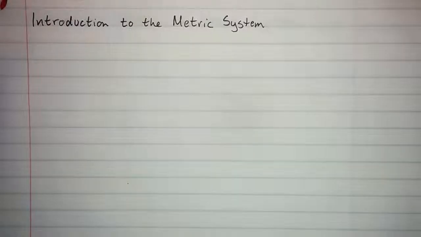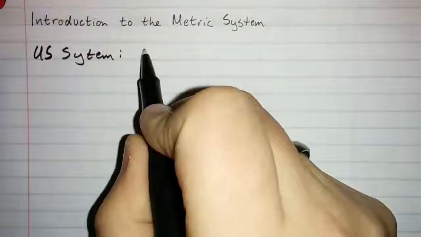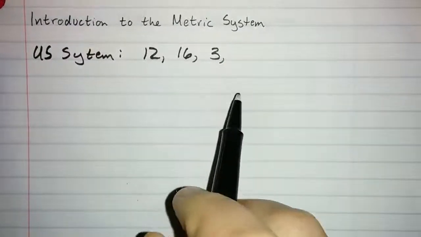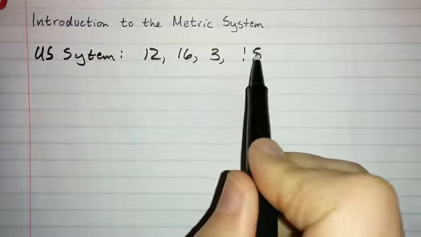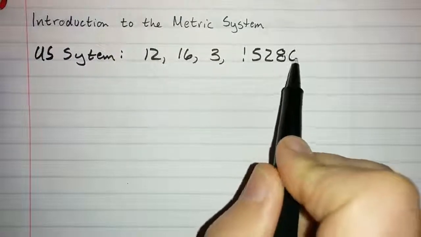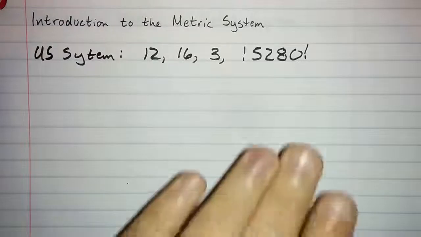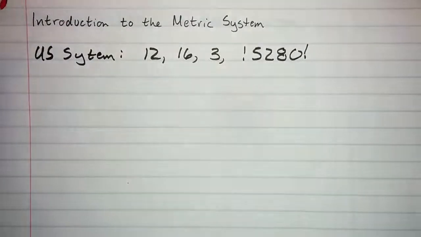So the US system of measure has all these weird numbers in it, right? It's got all those 12s and 16s, a bunch of 3s. It's got that 5,280, which is obviously just there to be confusing. Do you want to divide by this thing? I don't want to divide by this thing. What's up with all these numbers?